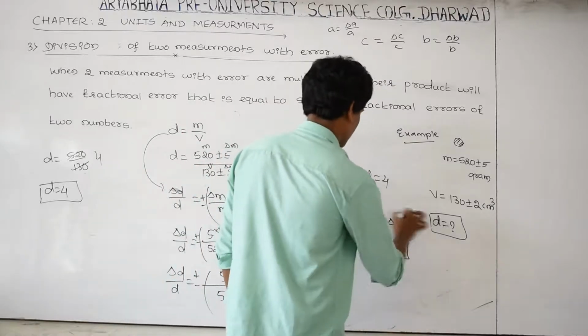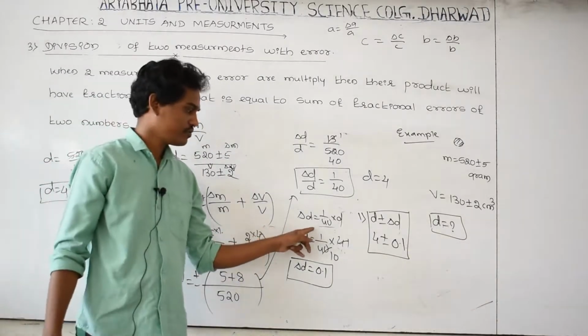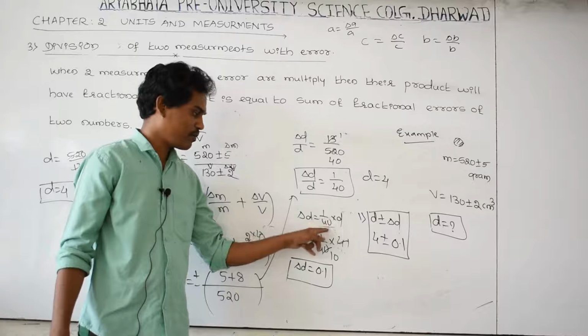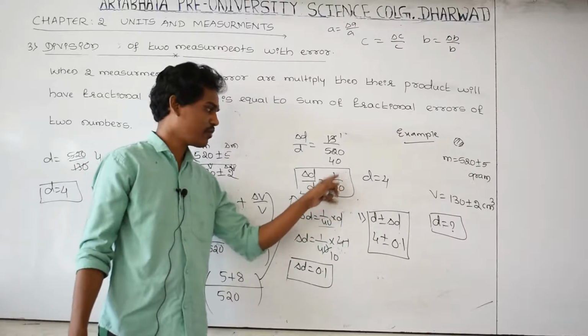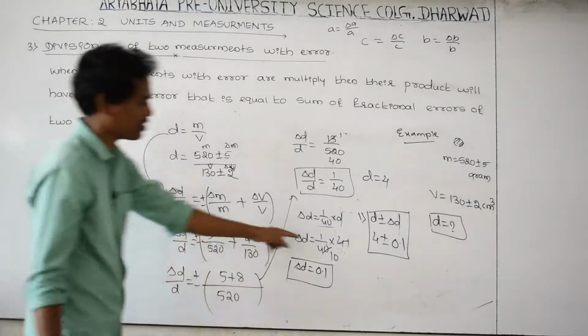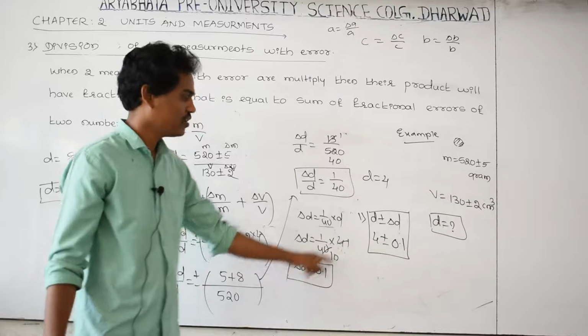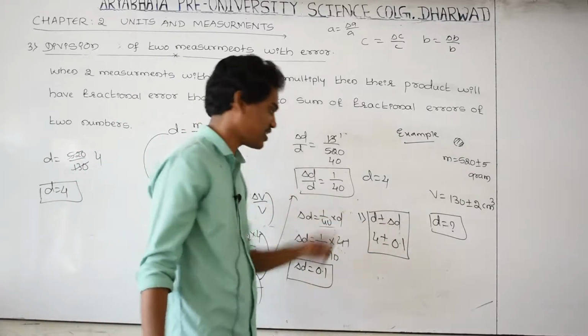This is the first answer. Delta D is equal to 1 by 40 into D. D value I calculated here and substitute, 1 by 40 into 4, that is 1 by 10. 1 by 10 is nothing but 0.1. This is the first way to express the answer.